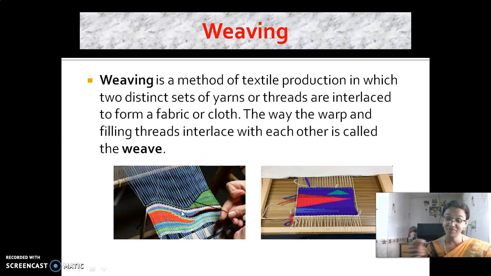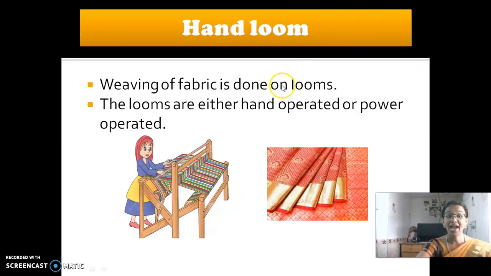This weaving is done with the help of hands and also with the help of machinery. Are you able to see only one type of thread here, or two or more types of threads involved in this weaving process? So what is this? Hand loom. Weaving of fabrics is done on looms. Have you seen these types, children? Yes. The looms are either hand operated or power operated. We can do this looming process with the help of hands and also with the help of power.